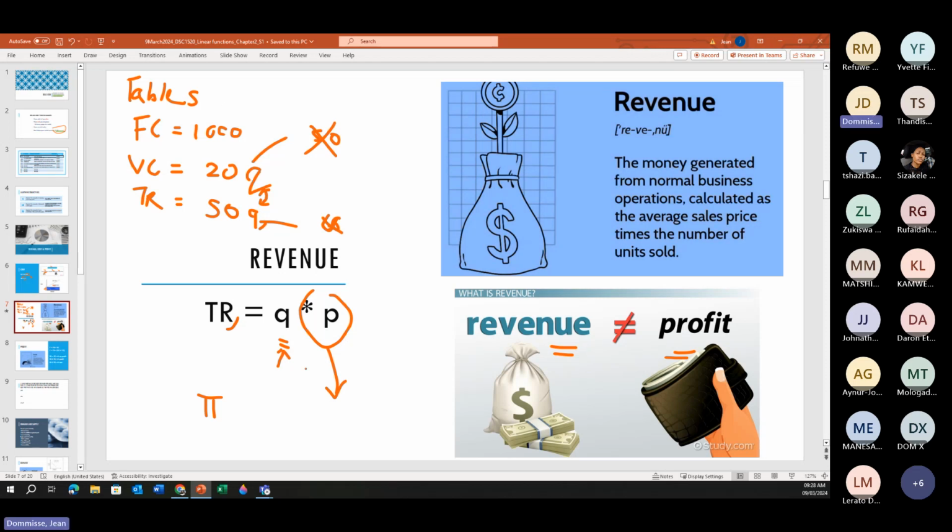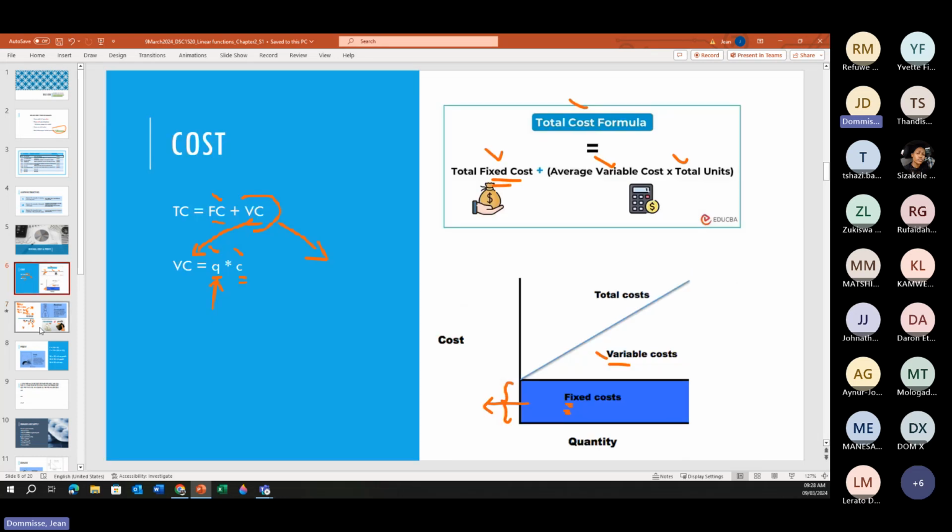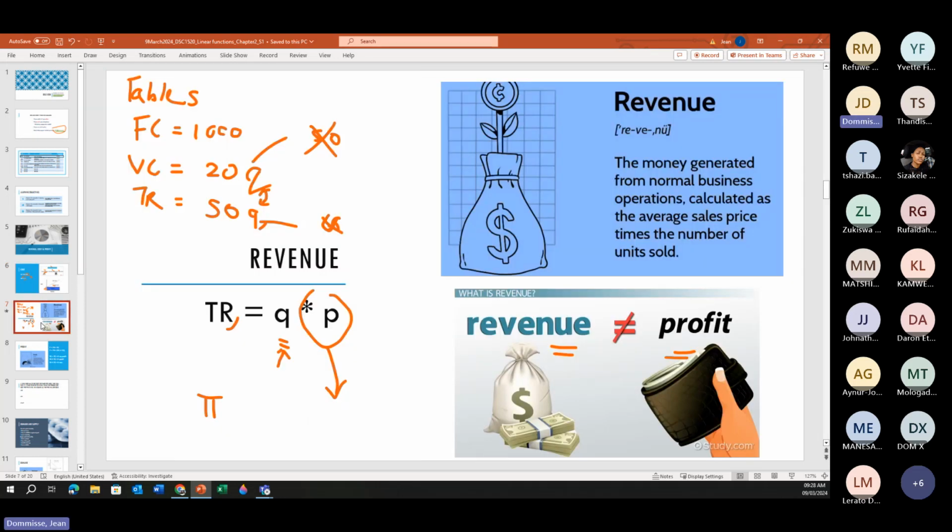So let's quickly, we've done cost, we've done revenue.